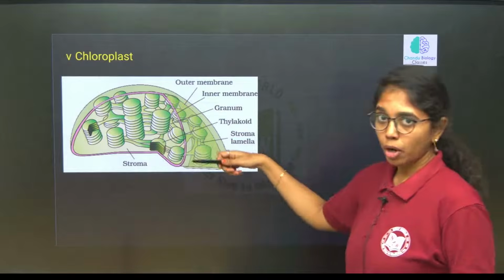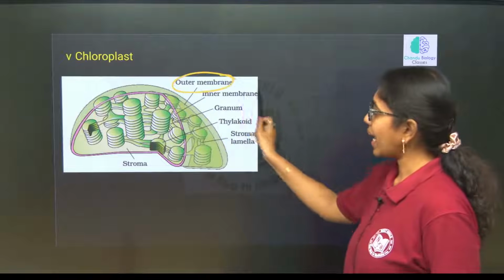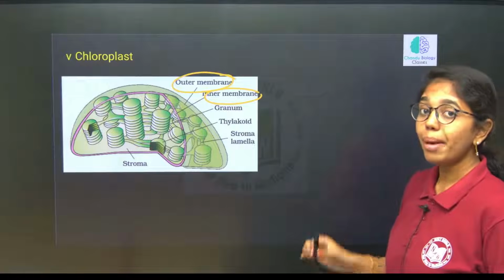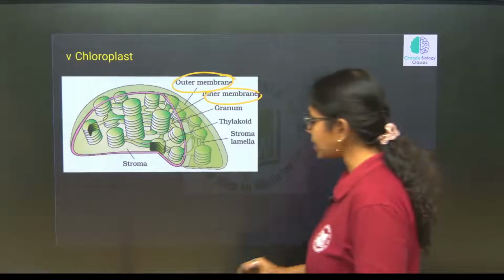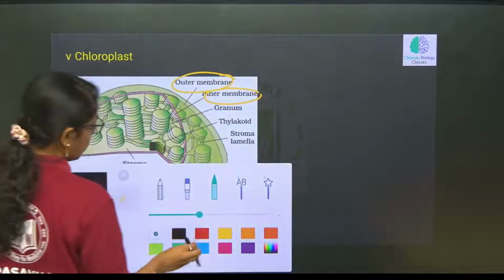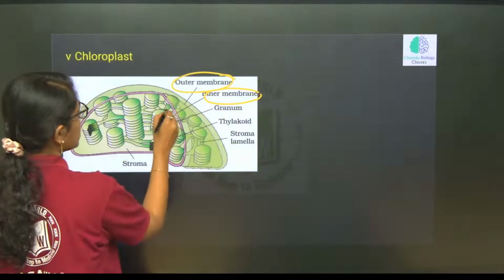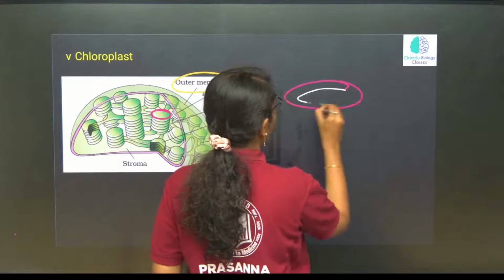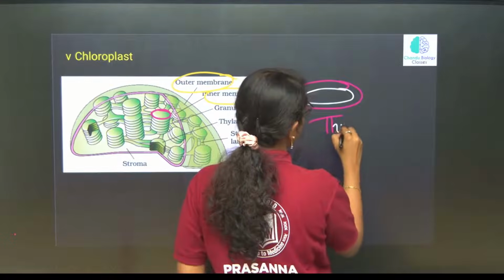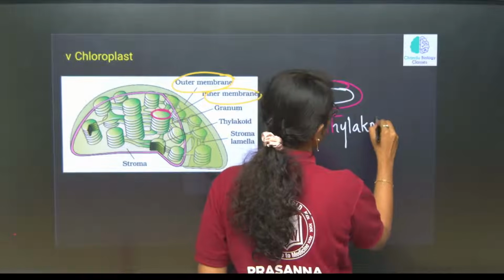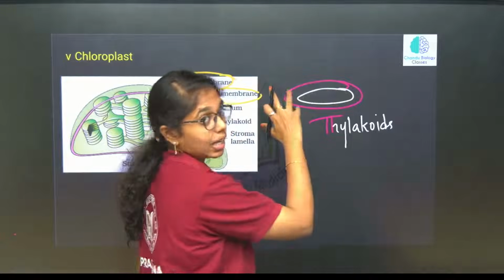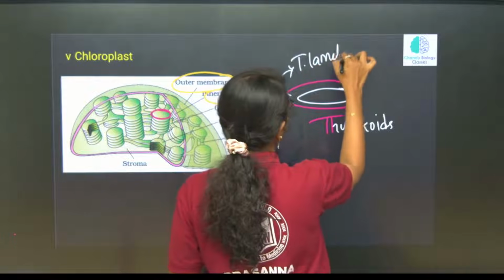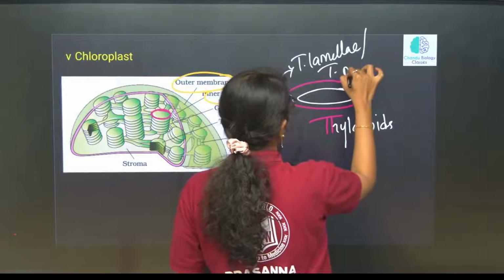It is double membrane bound organelle wherein you have outer membrane and inner membrane. Inside the matrix of the chloroplast, you have membranous sac-like structures called as thylakoids. Membranous sac-like structures are thylakoids. And thylakoid membrane is called as thylakoid membrane or lamellae.